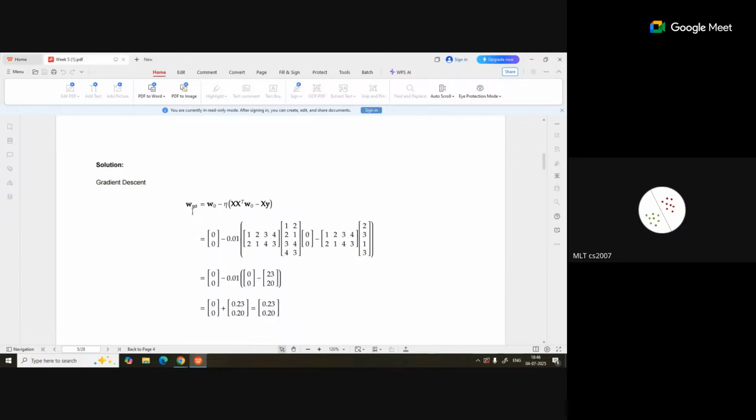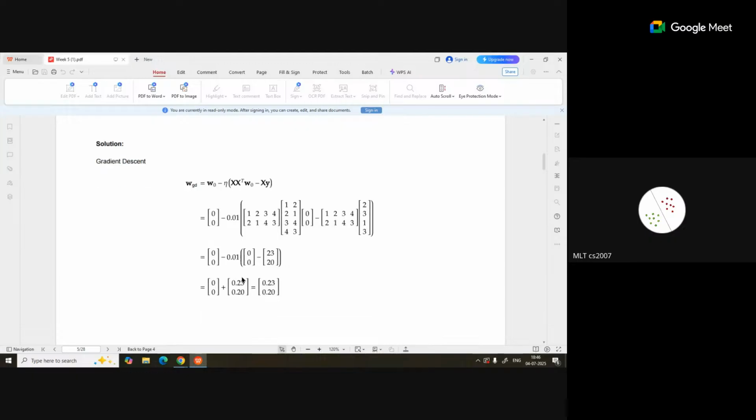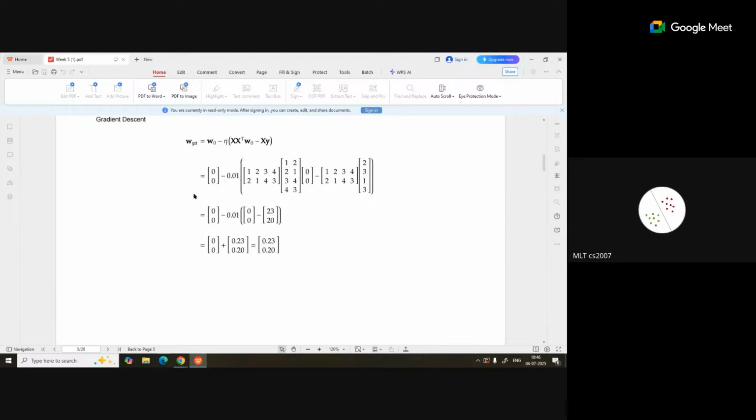Okay, so as mentioned previously, W_GD should be W naught minus eta times del f of W, the partial derivative of the function of W. If you see the calculations here, X X transpose is here, W naught is 0, 0 because you started with initialization as 0, 0, and this is XY. So you should get 0.23 and 0.20 as W1 and W2 in gradient descent.